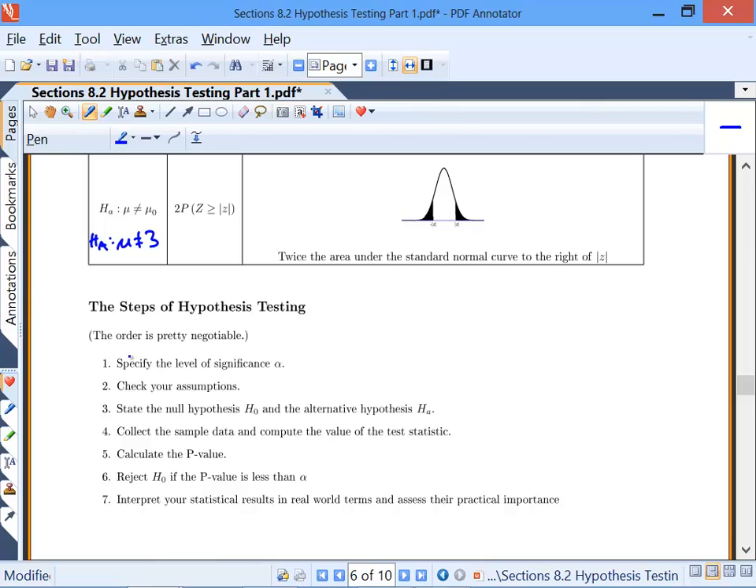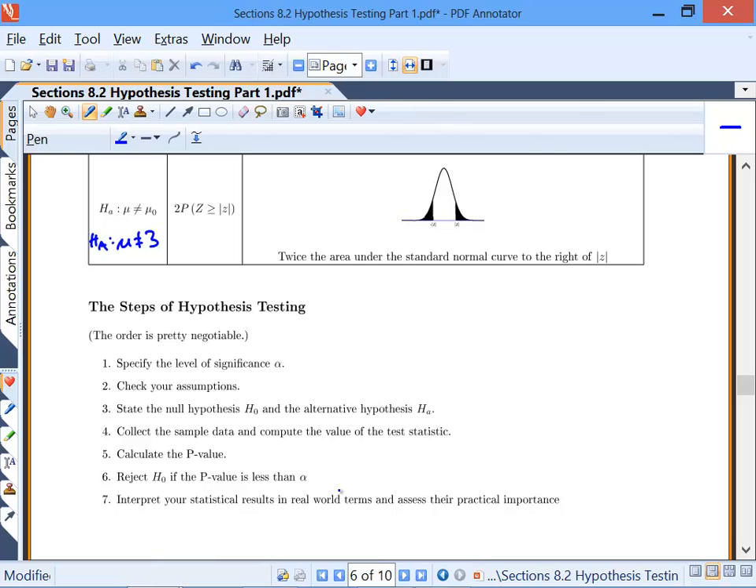Okay? You need to check your assumptions. So, am I even allowed to do this test? In this case, we need to check and see if our population is normal or we have a large sample size, because otherwise there's no point in continuing. You need to have your null and alternative hypotheses. You need to collect your sample data and compute the value of your test statistic. Calculate the p-value, and you reject the null hypothesis if your p-value is less than alpha.